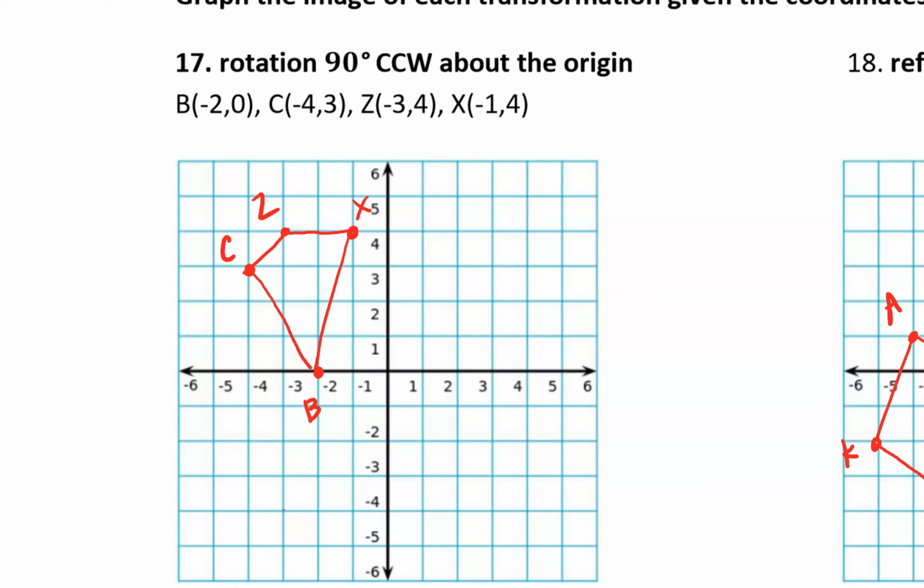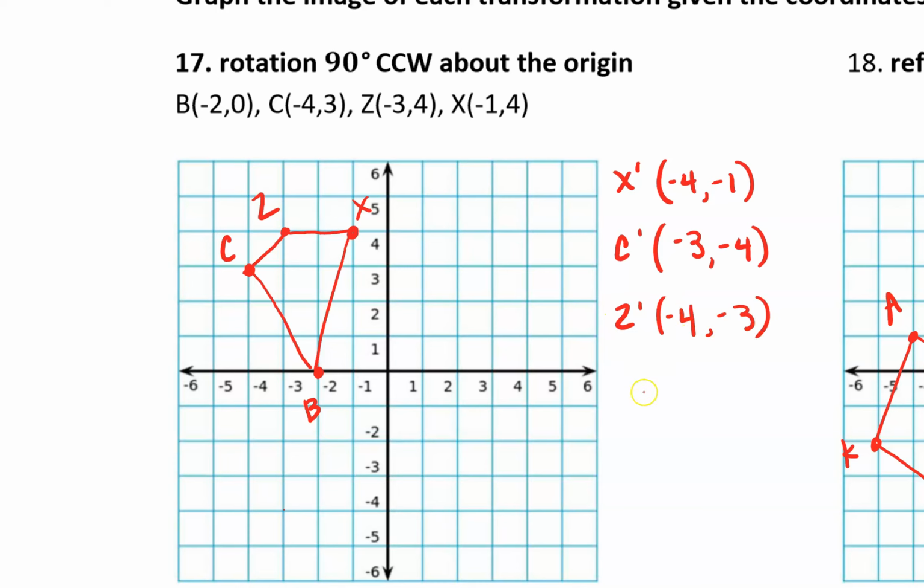So I'm going to rotate it, turn my paper to the left, and then I'm going to look at where the coordinates are. I'm going to write those down. So when I did that, I had x prime was -4, -1. I had c prime was -3, -4. I had z prime at -4, -3. And then I had b prime at 0, -2.